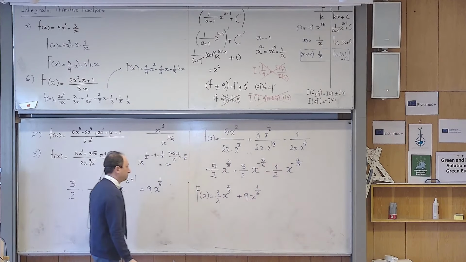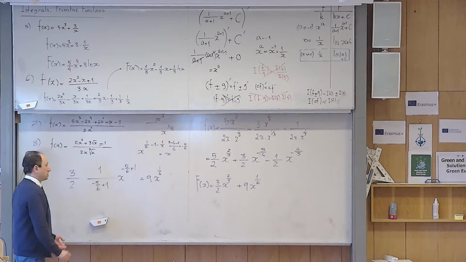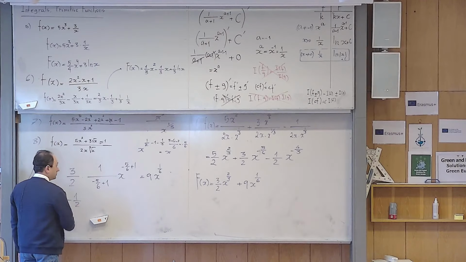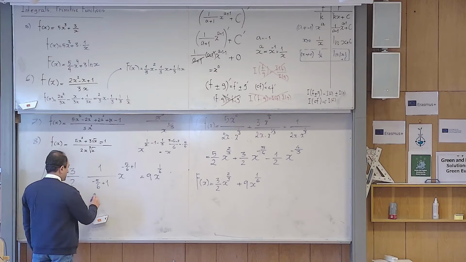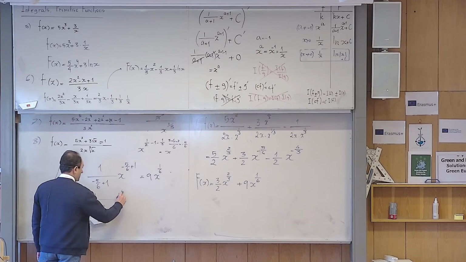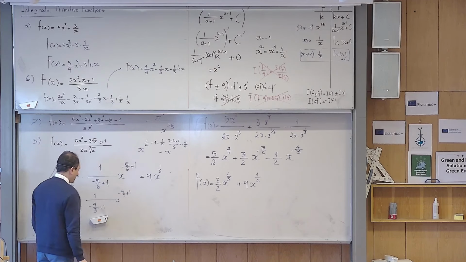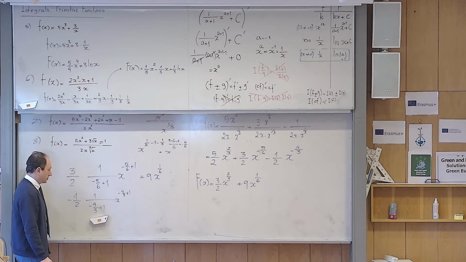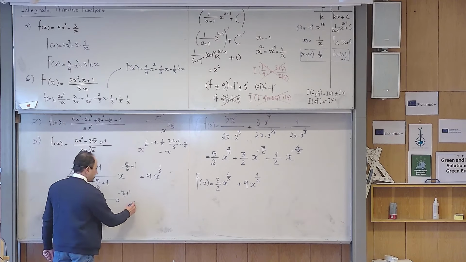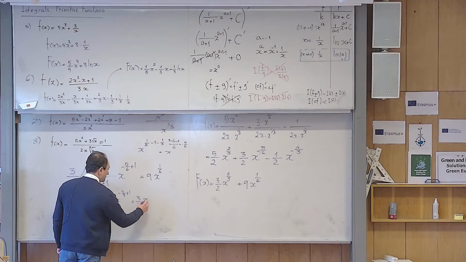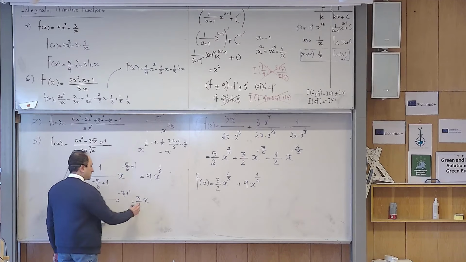Okay, the next one. So let me write it again. Minus 1 over 2. And then I use the same formula. 1 over minus 4 over 3 plus 1, x to the power of minus 4 over 3 plus 1. Minus 4 over 3 plus 1, what is the answer? Minus 1/3. 1 over minus 1/3 becomes minus 3. Minus 3 multiplied here is 3 over 2. So it becomes 3 over 2, x to the power of minus 1 over 3.